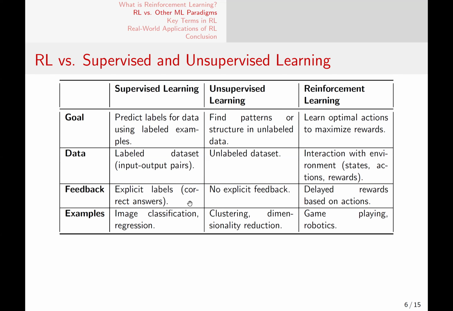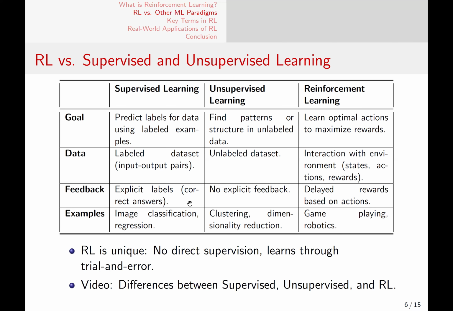And then for unsupervised learning, we have clustering, dimensionality reduction, and even association rule learning, like market basket analysis, or things like the Apriori algorithm. For reinforcement learning, typical examples would be in game playing and robotics, right? Reinforcement learning is unique. It doesn't require direct supervision, and it learns through trial and error.